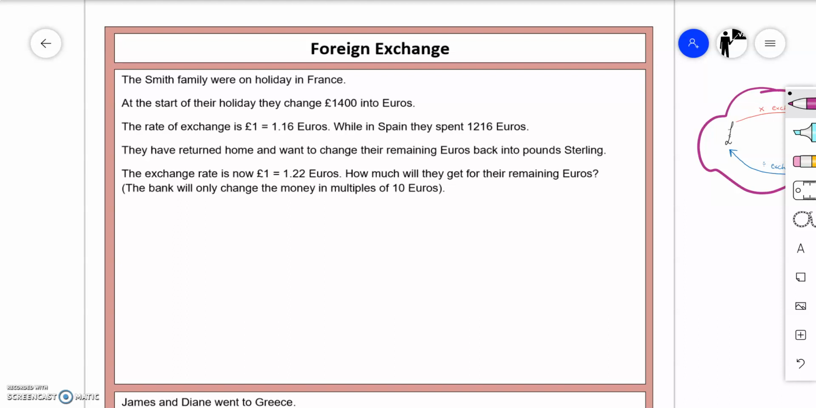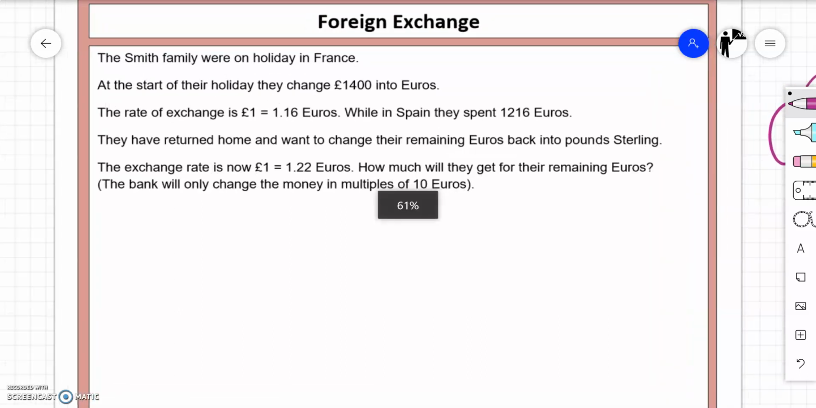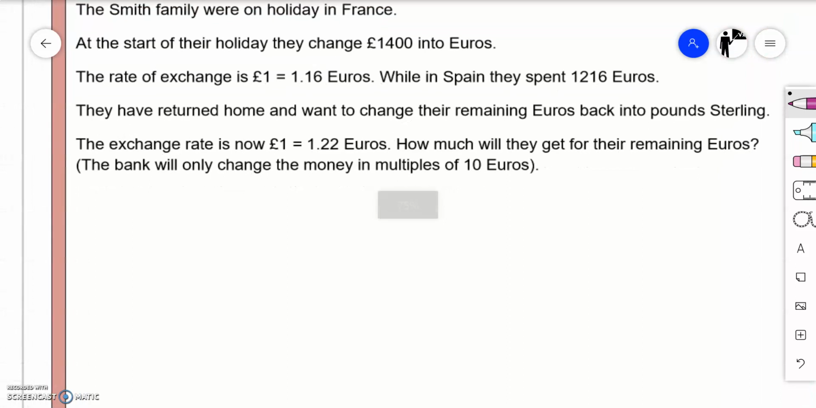So we just take this line by line, we should be able to get to where we need. So the Smith family want to change £1,400 into euros. So we've got the £1,400, we're changing that into a foreign currency. So we're going to multiply by our exchange rate, which is 1.16. So 1,400 multiplied by 1.16. So that's 1,624 euros. That's how much euros they have.